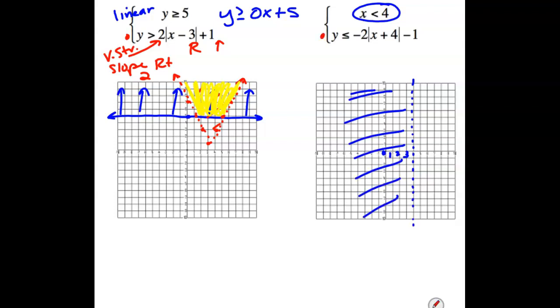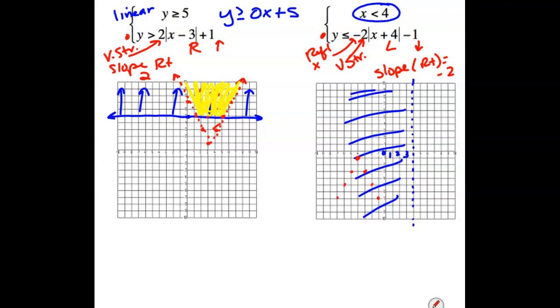For our absolute value graph, this time we have a reflection because of that negative, a reflection over the x-axis. We've done a vertical stretch of 2, and we've moved left 4 and down 1. So our vertex is going to go left 4 and down 1 from the origin. And then we want to do a negative 2 slope on the right. So we're going down 2, right 1 and down 2, left 1 to get the opposite side.